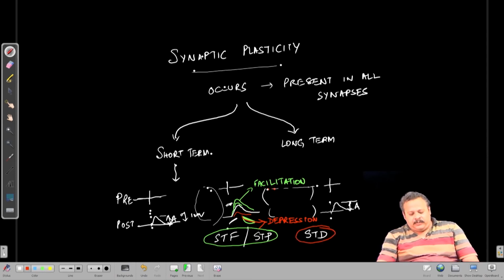So, this temporary phenomenon of change in synaptic strength, that is what we are saying, because the EPSP is changing its amplitude. This is short term plasticity.